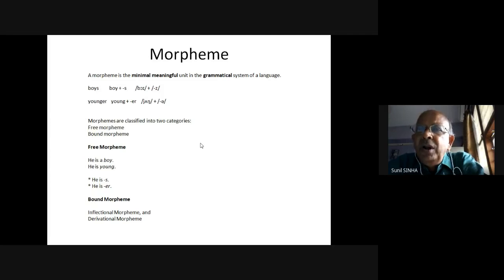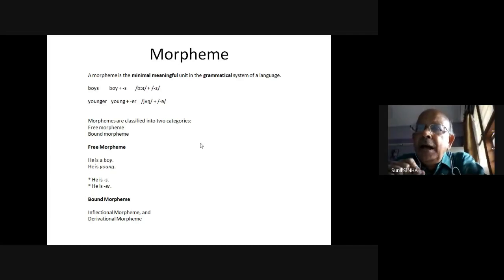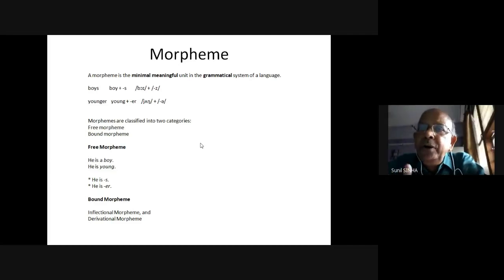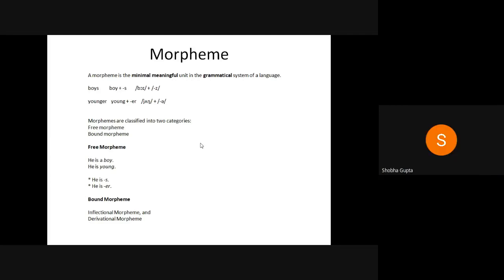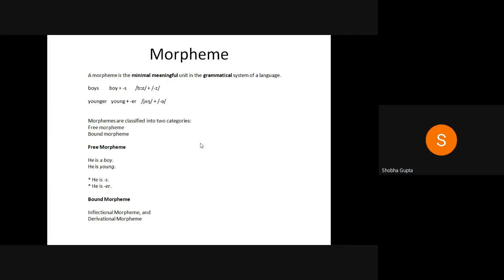Look at boy. Minimal means smallest. And remember, the condition is that the smallest unit should be meaningful. Now, boy is a minimal meaningful unit. Why? Because if we break boy into b and oi, then the meaning is lost. Then b is minimal, oi is minimal, but neither b nor oi has any meaning. So a morpheme must be minimal, meaningful.